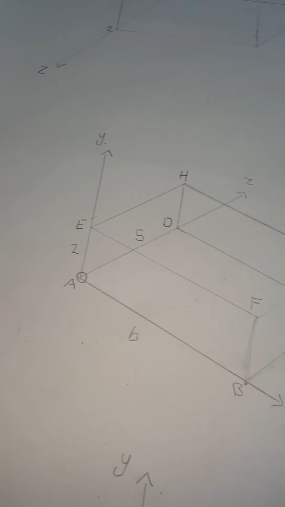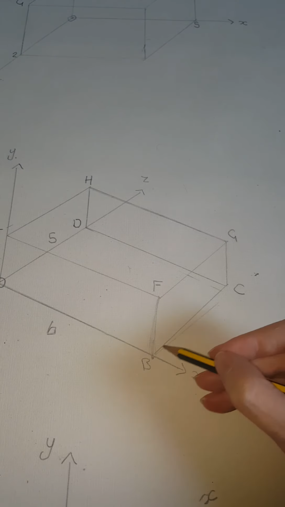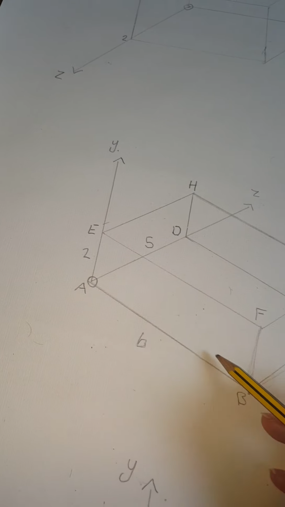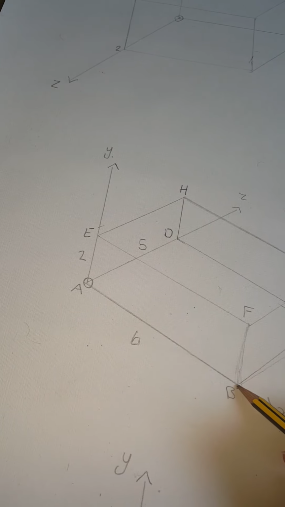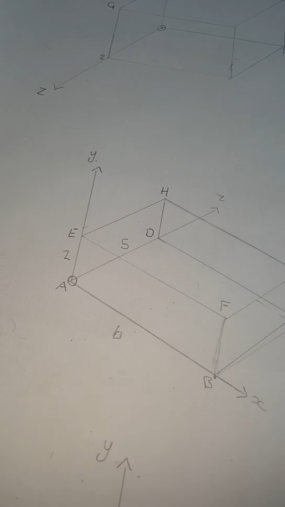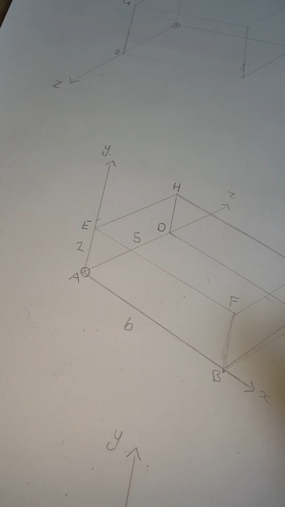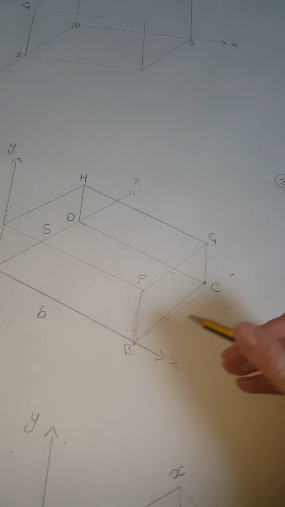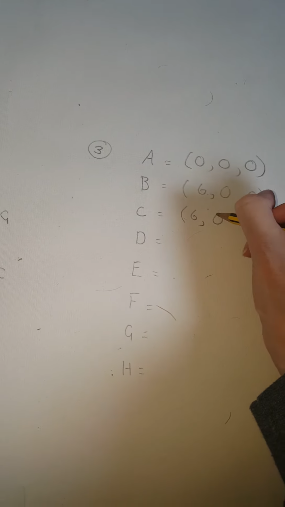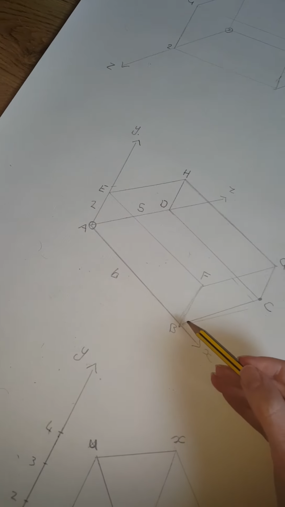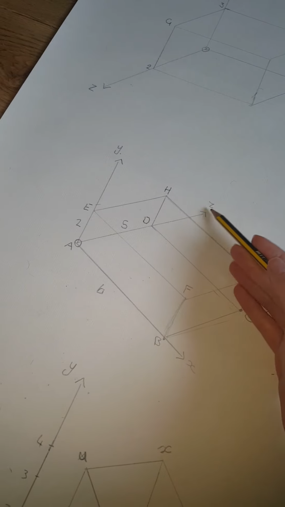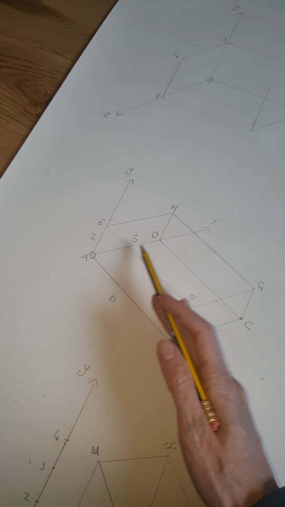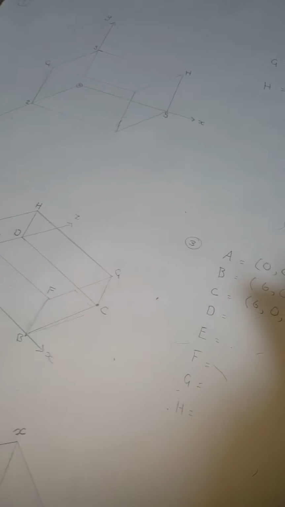Right, coordinate C, C's out here. To get to C, I've gone along the x coordinate axis 6 places, so the x coordinate is 6. I've not gone up the y at all to get to C, so the y coordinate is 0. And finally, your z coordinate, which is this way here, you'll see that the length of AD there is 5, so the z coordinate of C there must be 5.